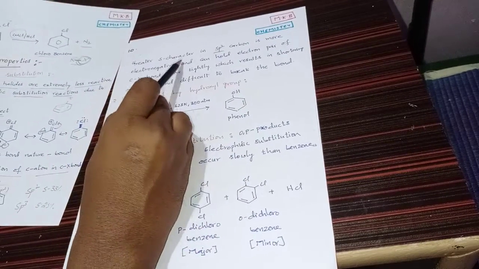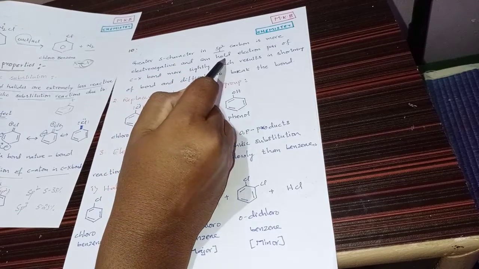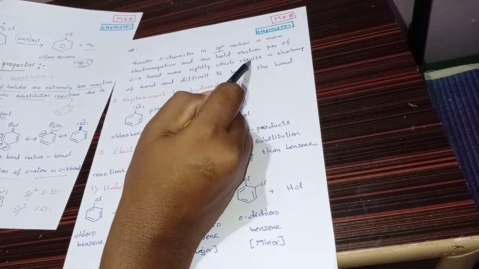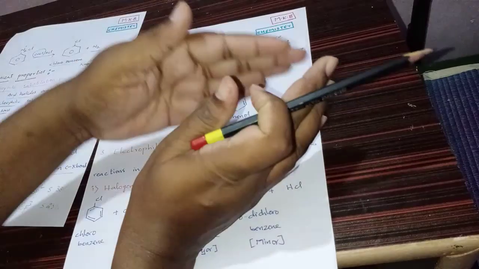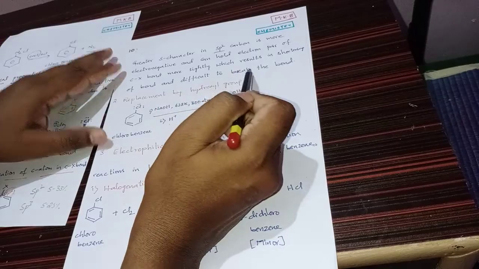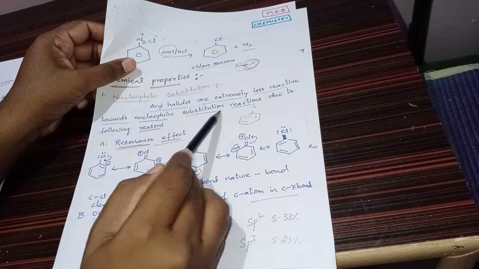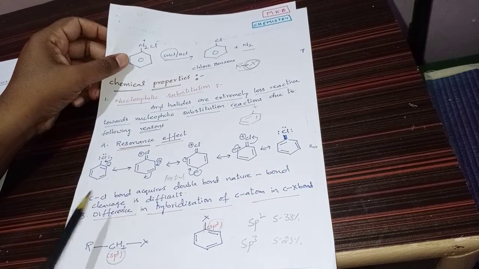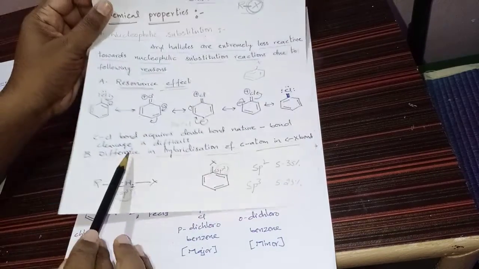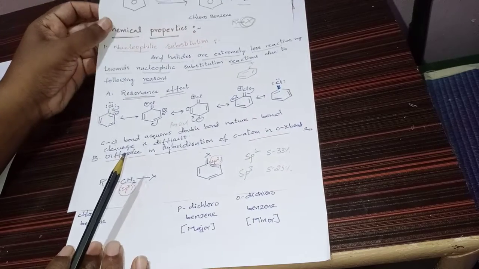See, the greater the S character, the sp2 carbon is more electronegative and can hold the electron pair of the CX bond more tightly, which results in shortening of the bond and makes it difficult to break the bond, and hence the aryl halides are extremely less reactive towards nucleophilic substitution reactions. These are the two important reasons. One is due to resonance effect, and the other is due to difference in the hybridization of carbon atom in the CX bond.